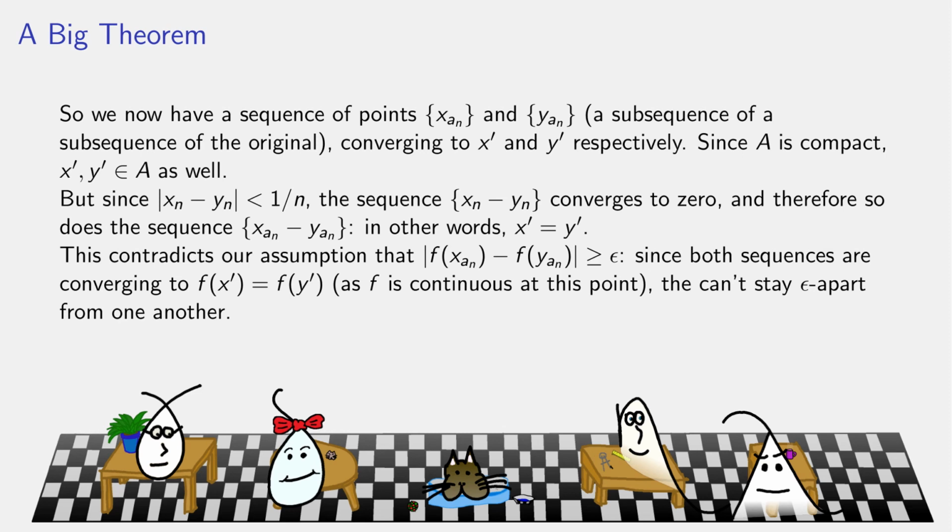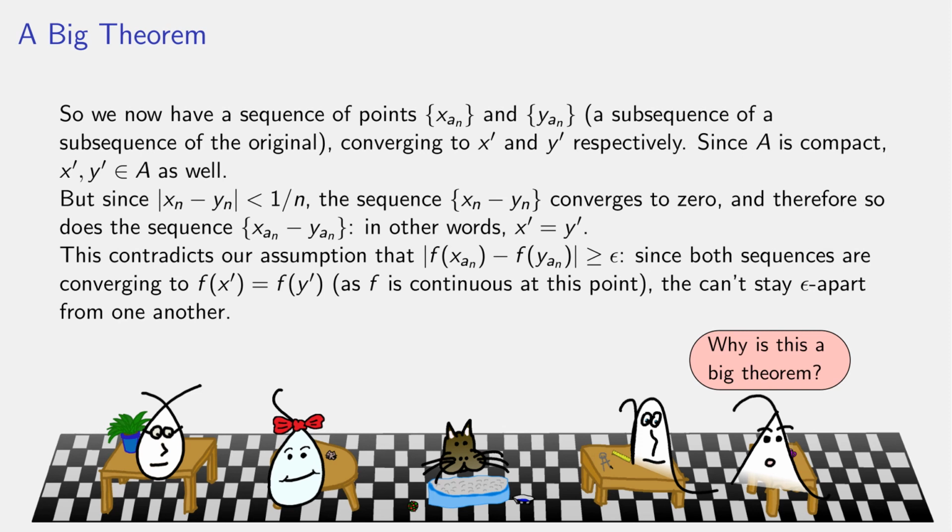By continuity, if the xn's converge to x prime, the f of xn's converge to f of x prime. Since the yn's are converging to y prime, the f of yn's converge to f of y prime. But since x prime equals y prime, certainly f of x prime equals f of y prime. Therefore, we can't have this, okay? I can't have the distance between the f of x's and f of y's be epsilon apart all the time, but have them converge to the same thing.